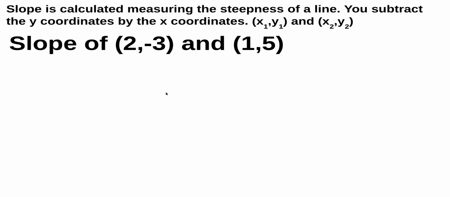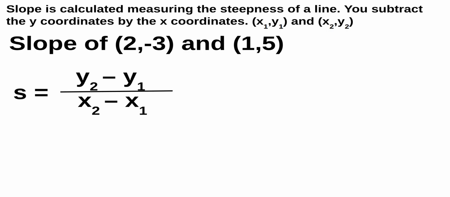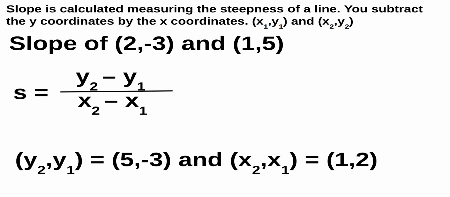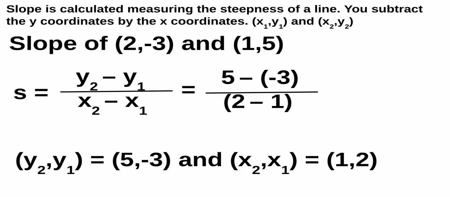Now let's look at this slope. The slope of the coordinates 2, negative 3, and 1, 5. First, let's spell out the slope formula. We know that we take the second y coordinate, which is 5, and the first y coordinate, which is negative 3, and subtract them. And we take the second x coordinate, 1, and the first x coordinate, 2. Then we can just plug in. Once we do that, we can simplify this expression just like any other expression. 5 minus negative 3 is equal to 8, and 1 minus 2 is negative 1, so the slope is negative 8.